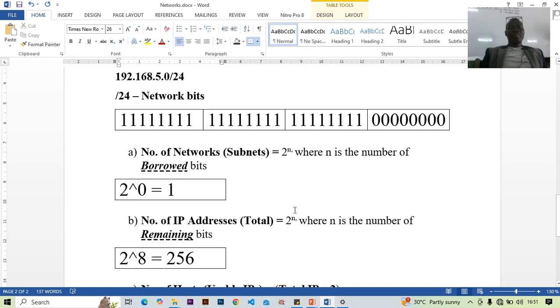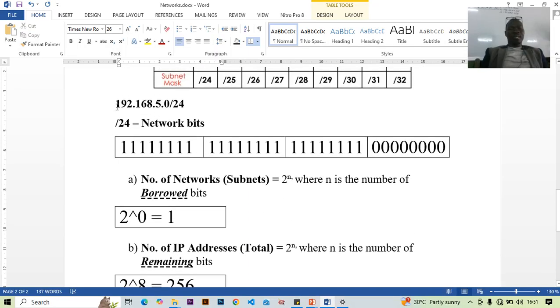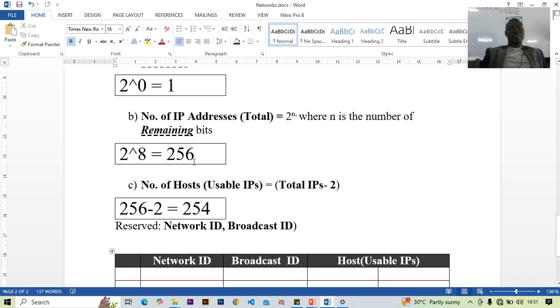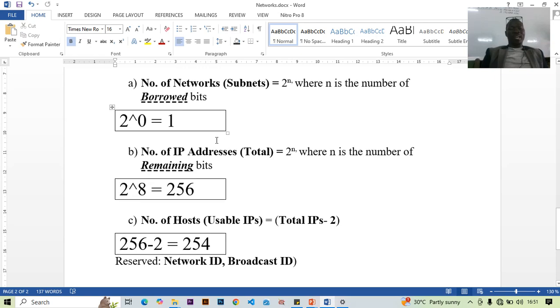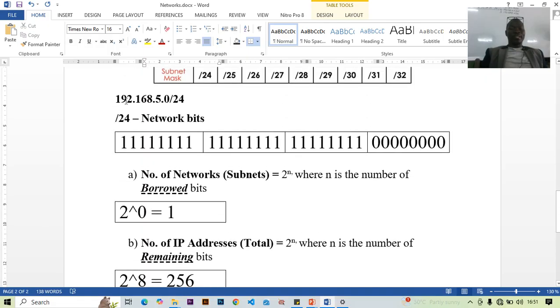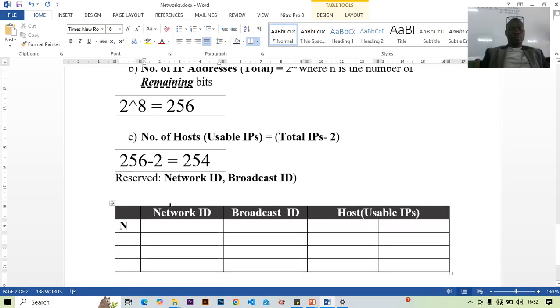So the value that we had for our IP address was 192.168.5.0. So now, how do we find the network ID? We've realized first of all that this network can only create one network. We can just use n for representation of network. So how do we get the network ID for this given network? All we have to do is to copy this IP address here and paste it down there. So we just paste it here.